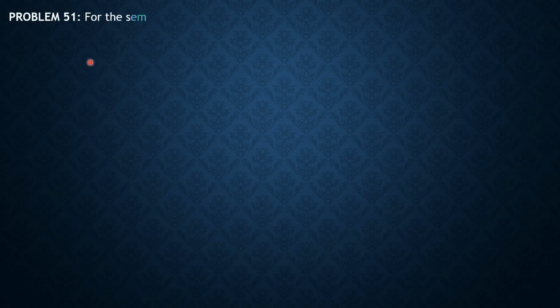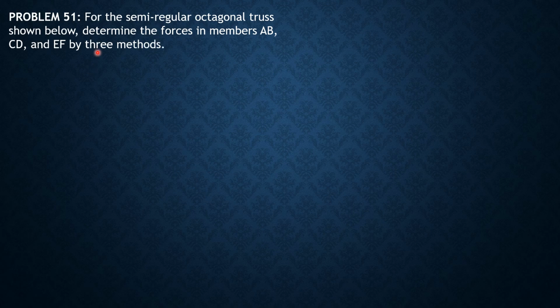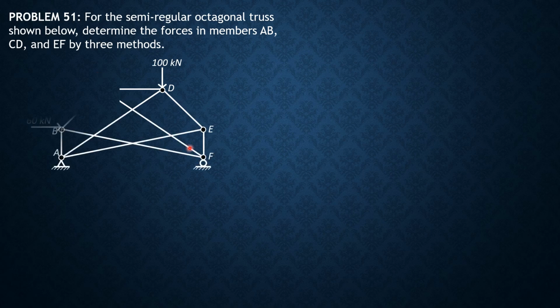Okay, let's have problem 51. This is a complex truss. For the semi-regular octagonal truss shown below, determine the forces in members A, B, C, D, and E, F by three methods. Because this is a semi-regular octagon, the sides BC, CD, DE will be equal to X, and AB and EF would be X over 2.